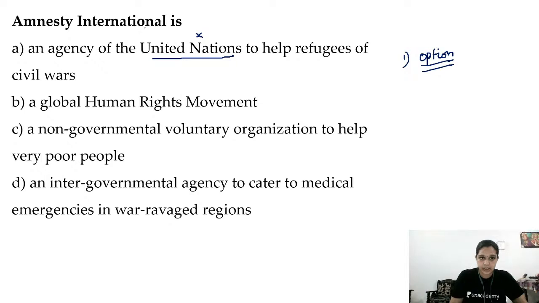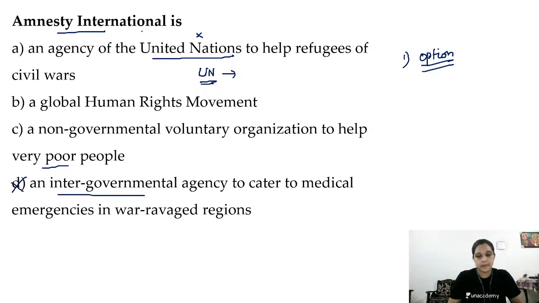Amnesty International means it's an international organization, a separate organization not linked with the United Nations, because the wings of the United Nations will either start with UN or they will be linked with some other terminologies. So definitely not. Amnesty International is not the United Nations. A global human rights movement, okay, or a non-governmental voluntary organization to help very poor people, or an intergovernmental agency. Not an intergovernmental agency. You can eliminate that also.